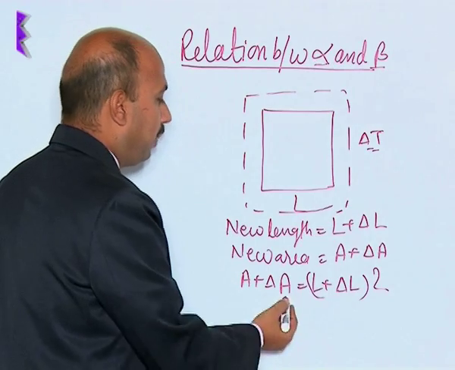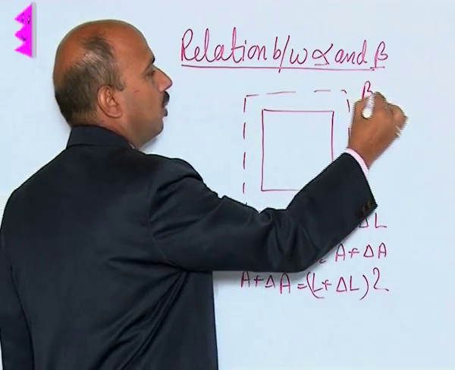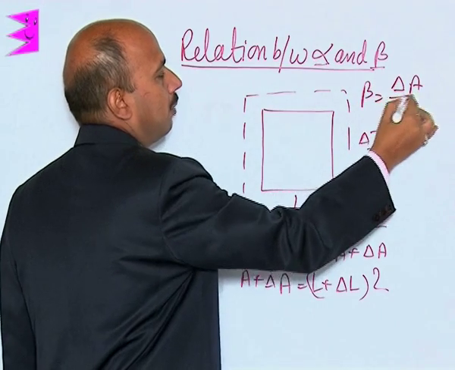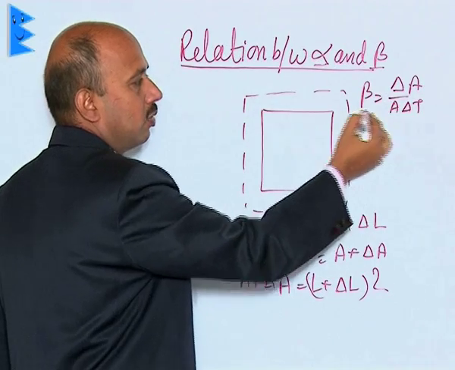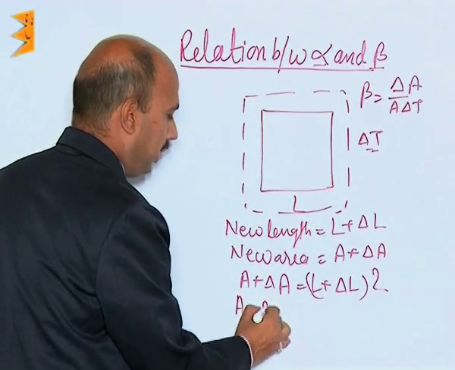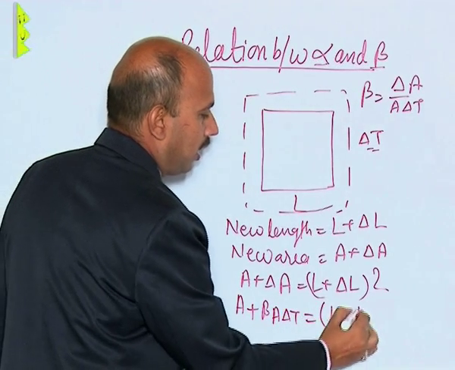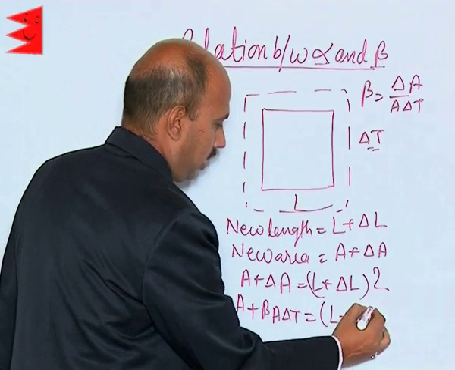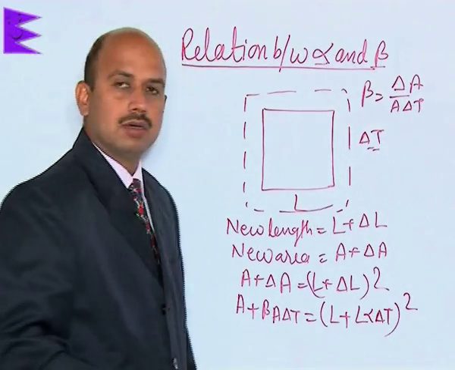Now, in place of delta A we can write, we have already done this formula, beta is equal to delta A upon A delta T. So, here we can write delta A is equal to beta A delta T. So, A plus beta A delta T is equal to L plus L alpha delta T, that is a whole square.